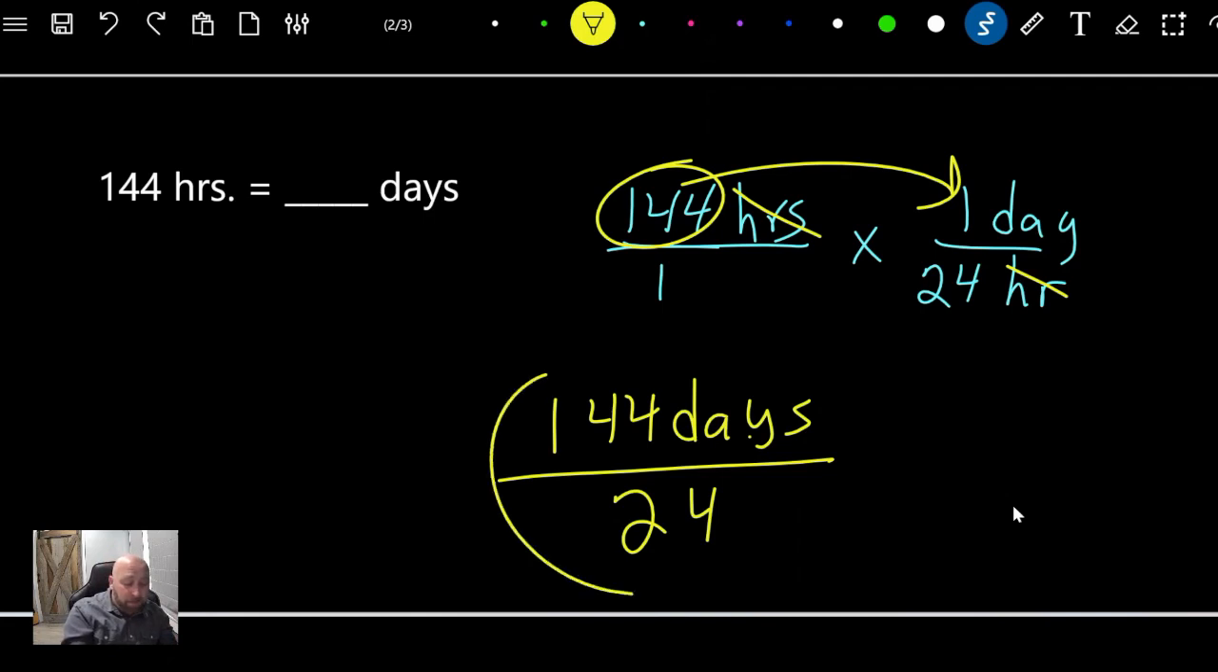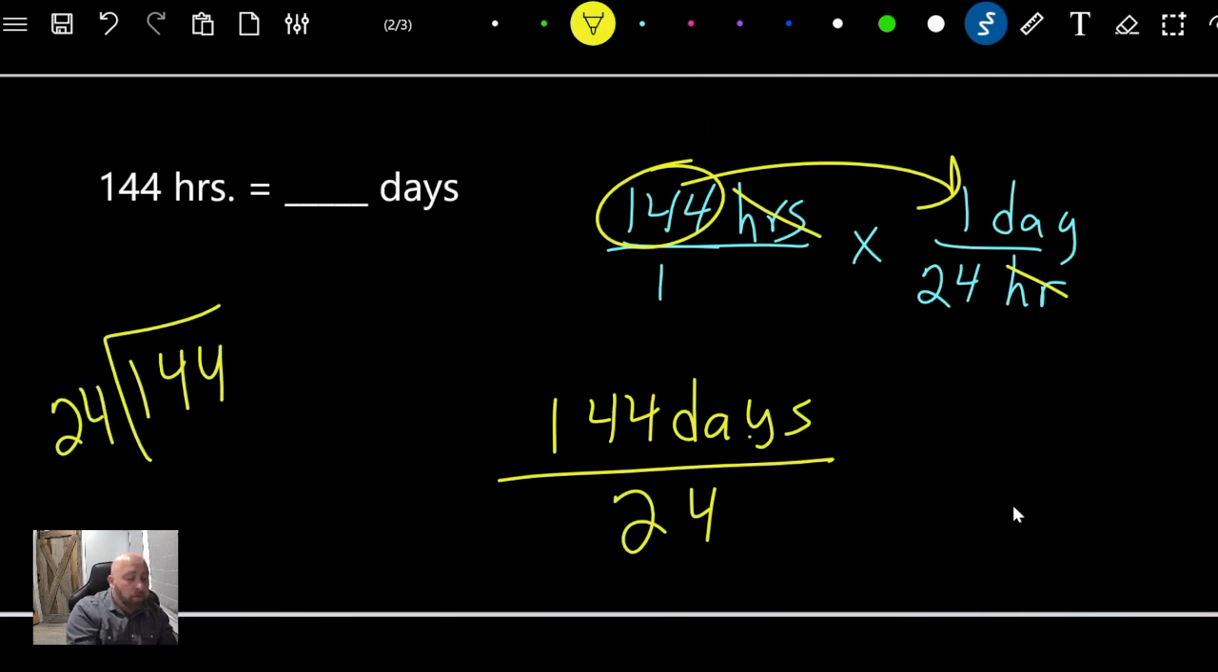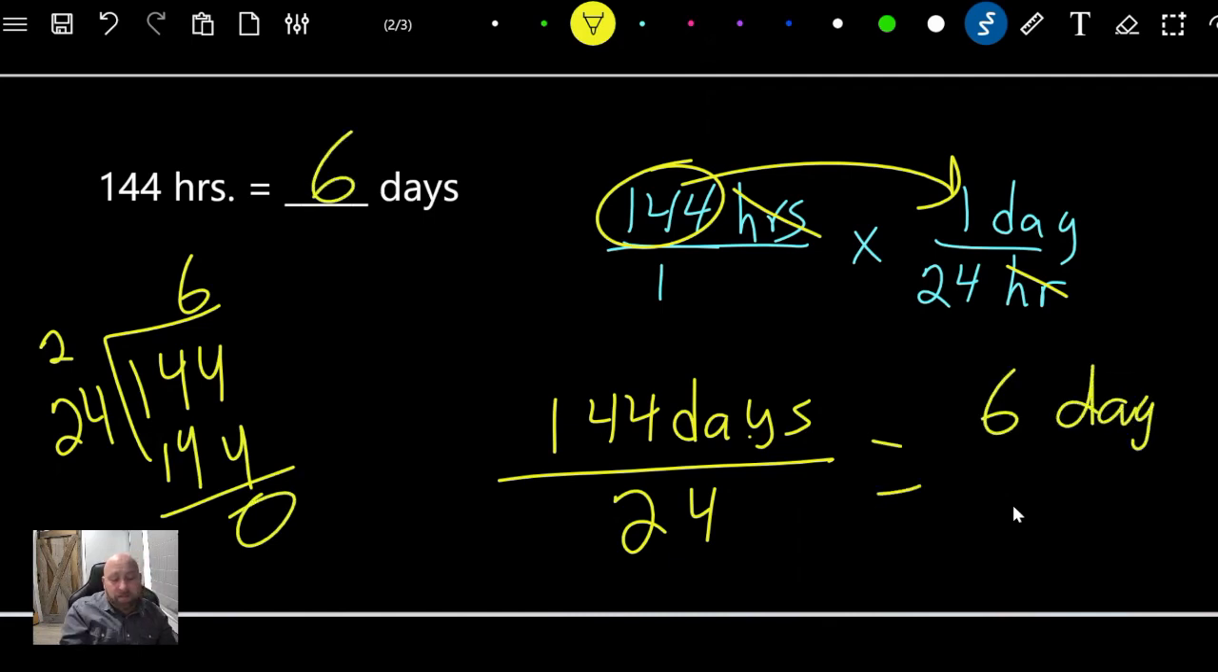And we do. 144 divided by 24. We need to reduce this, okay? How do you reduce? Well, you just go ahead and divide it. 144 divided by 24. 24 goes into 144 six times. 6 times 4 is 24, 6 times 2 is 12, 14. There we go. 144 minus 144 is 0. 6 days is our answer. 6 days over 1 or just 6 days, once we cancel it out and reduce it.